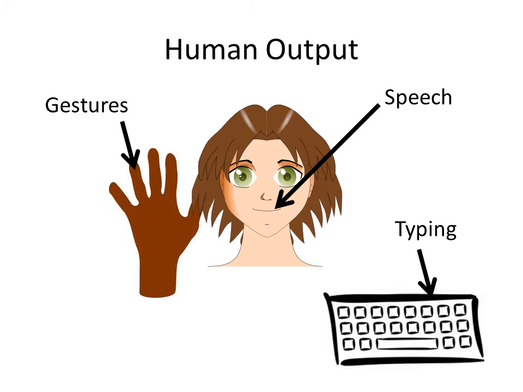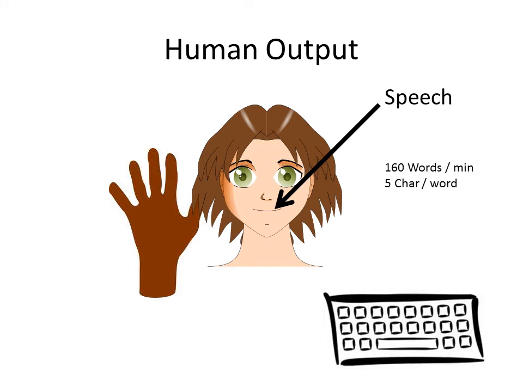Here's our big 3. We have speech, which is people can talk. We have typing, and then we have gestures. And particularly we're going to focus on being able to point. So let's start with speech.